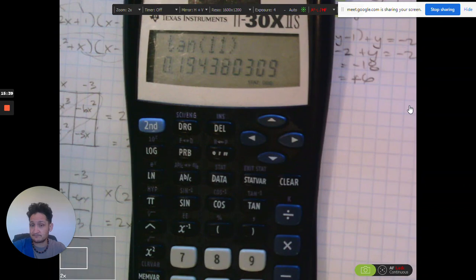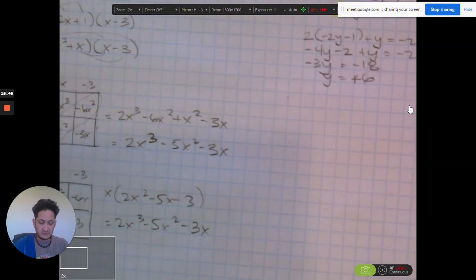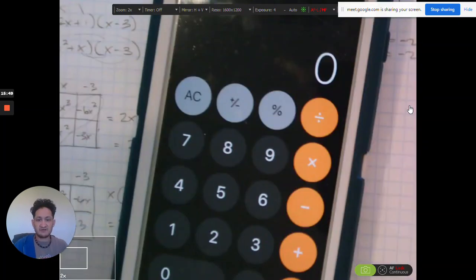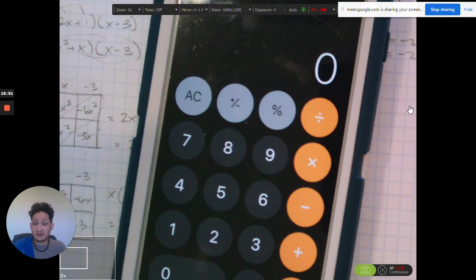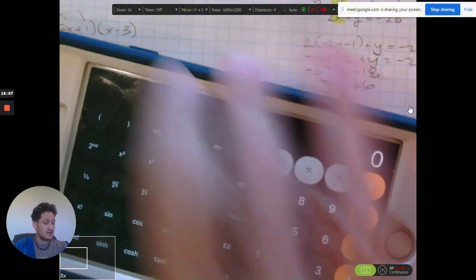That's cool. That's one way to do it. It's straightforward. There is another way. If you have a phone calculator, and you haven't deleted it, who would delete a calculator app? Like, seriously. If you rotate it, there's your scientific calculator.